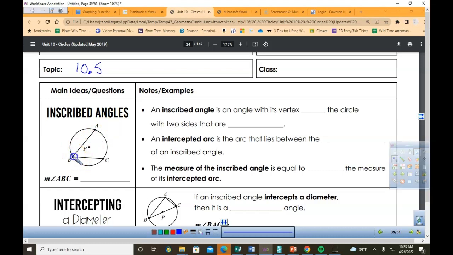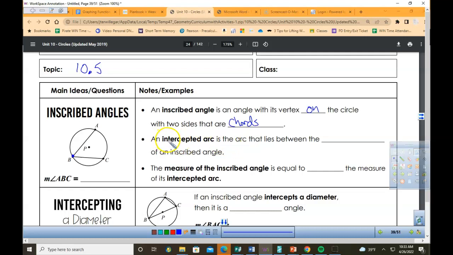So an inscribed angle is an angle whose vertex is on the circle with two sides that are chords. Okay? My favorite chord is the E minor chord. You might want to know that for later.